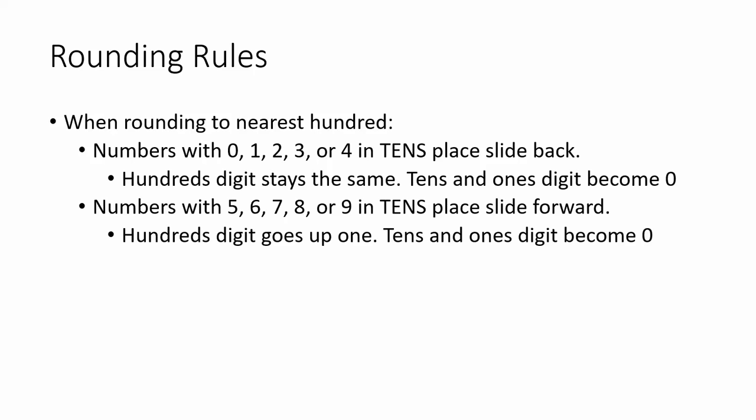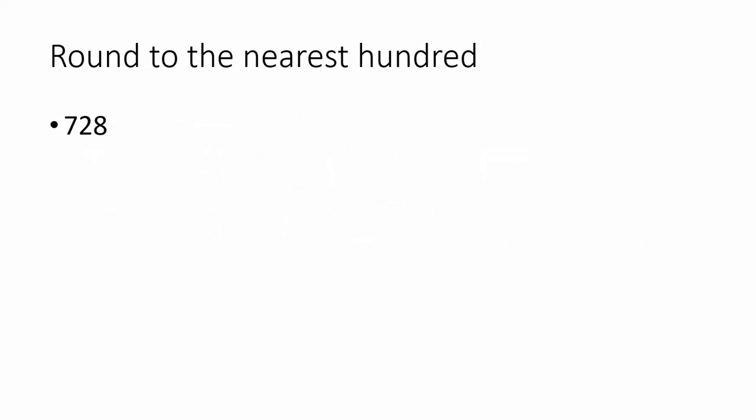become a 0. If there is a 5, 6, 7, 8, or 9 in the tens place, we're going to slide forward to the next valley. This makes our hundreds digit go up 1. But again, the 10 and the 1 will become zeros.